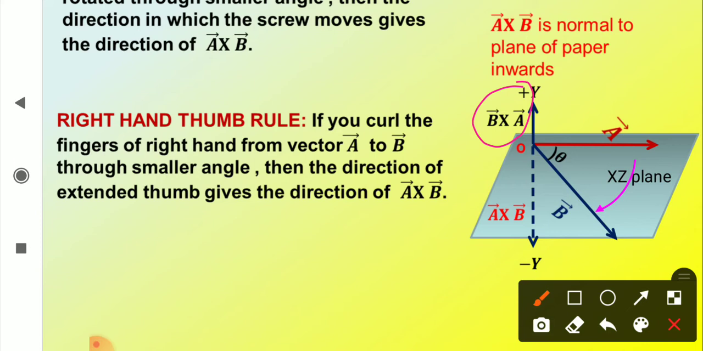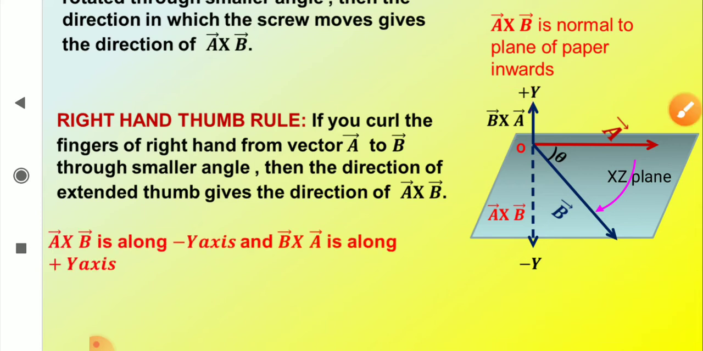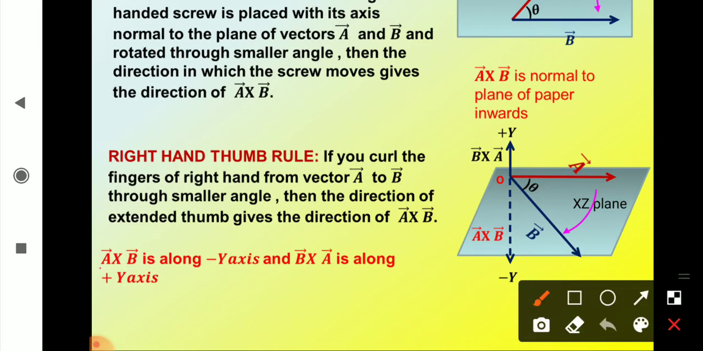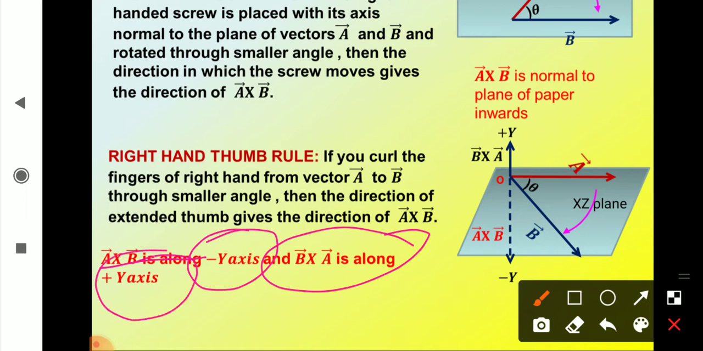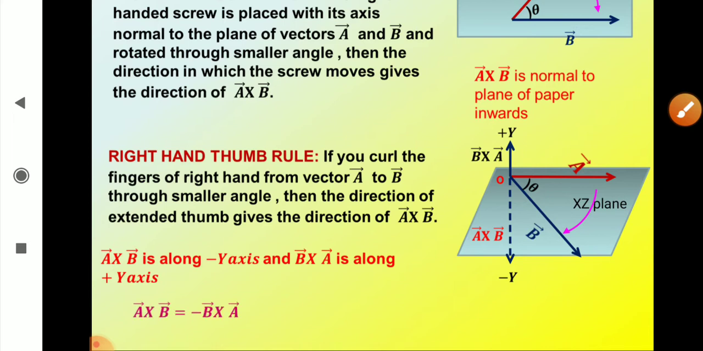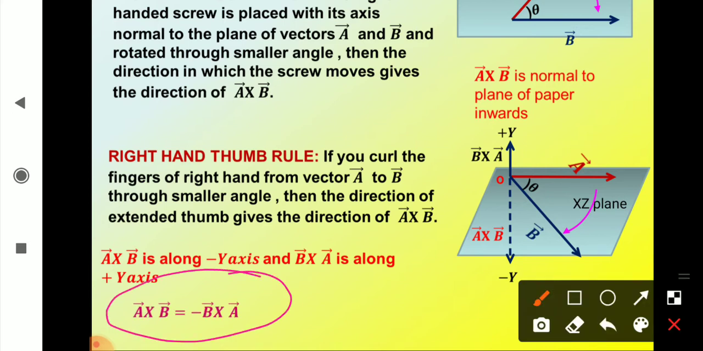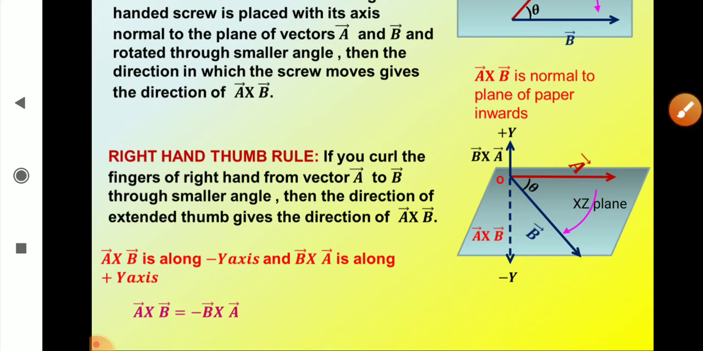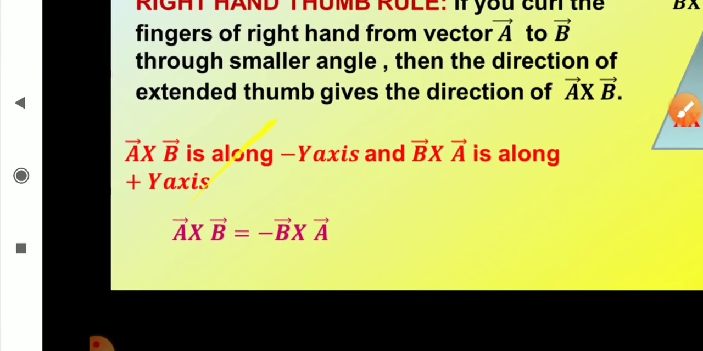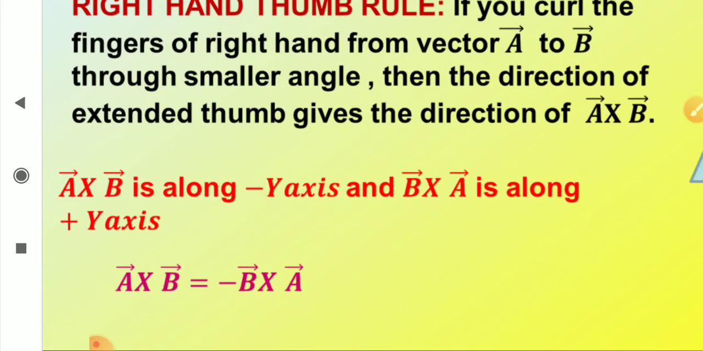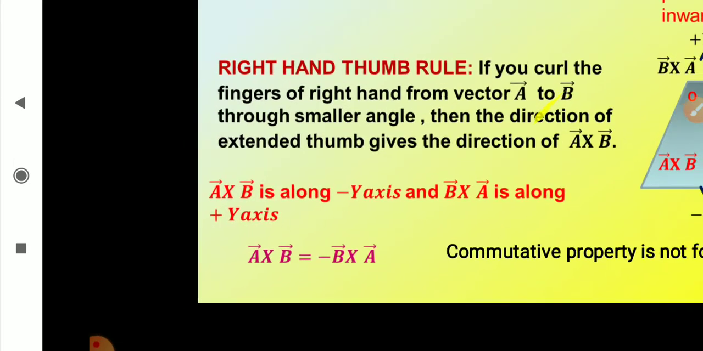अगर आप B से A की तरफ कर्ल करोगे तो आपका अंगूठा ऊपर जाएगा, प्लस y एक्सिस की तरफ. So here A cross B is along minus y axis, B cross A is along plus y axis. That means these two are equal and opposite vectors. That means vector A cross B is equal to minus vector B cross A. They have equal magnitudes, opposite directions, and the commutative property is not followed.